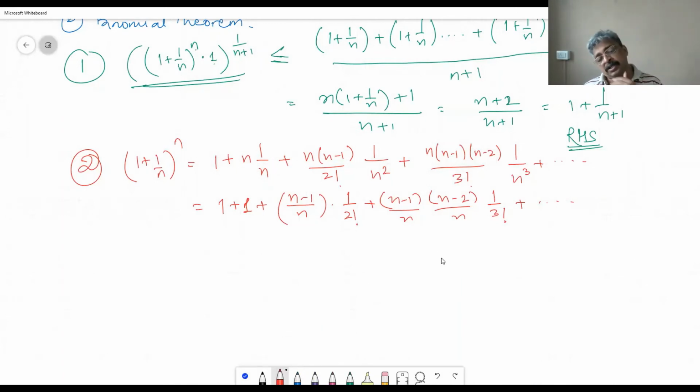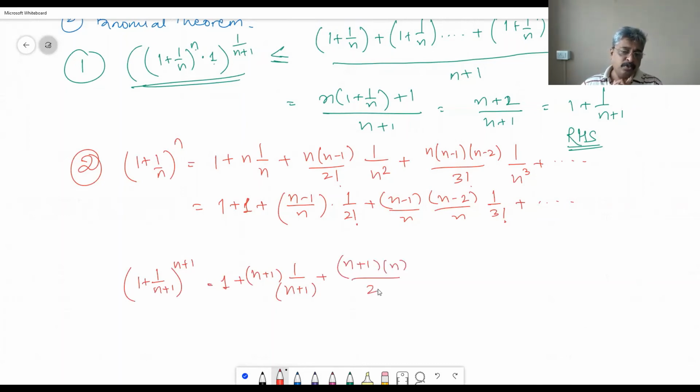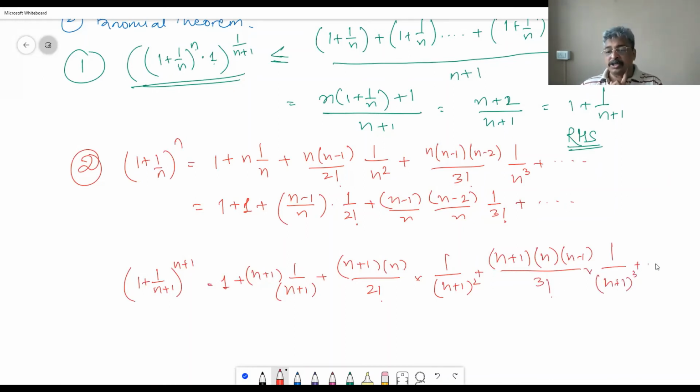But now let us see what we can do. Let us write down (1 + 1/(n+1))^(n+1). The first term is 1, the second term is (n+1) times 1/(n+1), plus (n+1)n/2! times 1/(n+1)^2, plus (n+1)n(n-1)/3! times 1/(n+1)^3, plus and so on.